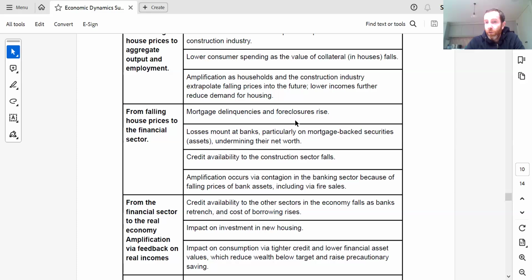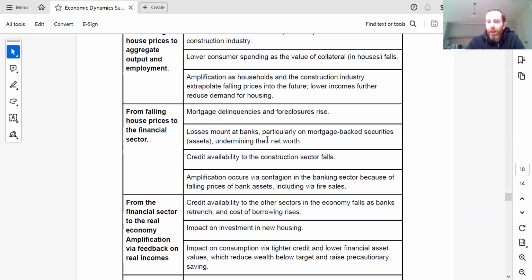And then foreclosures: this is where the bank seizes the house, they seize the collateral. So this is obviously bad for the homeowners, but it's also bad for the banks, right? Because they've lost out on the mortgage payments they were supposed to get. Now, they could sell the house, but selling in a market where house prices are low could be bad for them. So the bank has some losses because it's not getting these mortgage repayments.